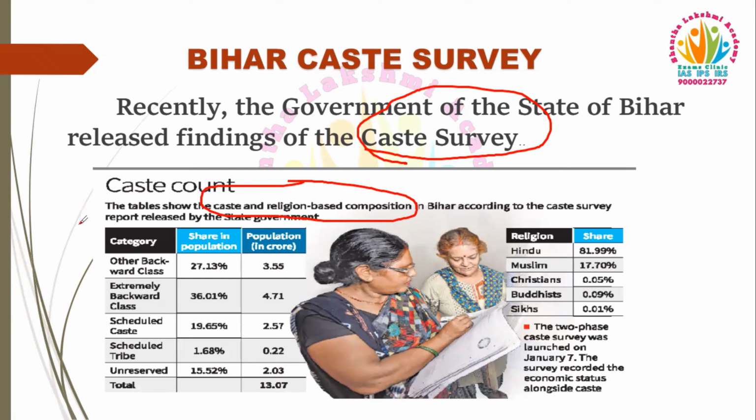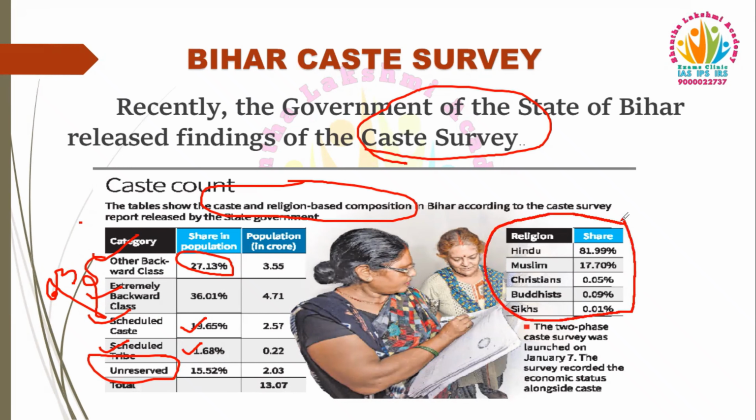The key takeaways are that 27.13% of the population belong to other backward classes, 36% of the population belong to extremely backward classes, 19.65% of the population belongs to scheduled castes, and 1.68% of the population belong to scheduled tribes, and 15.52% of the population belong to the unreserved category. If we look into this, the other backward classes and extremely backward classes together constitute 63% of the population. And this tabular format shows the population percentage belonging to each religion.